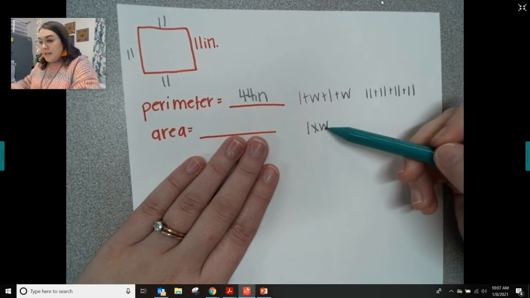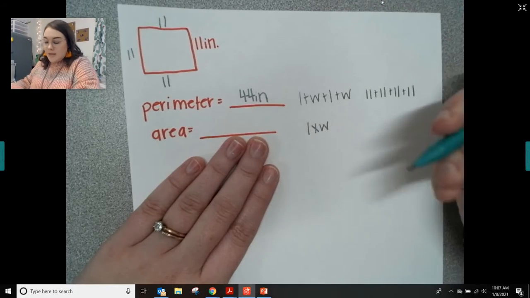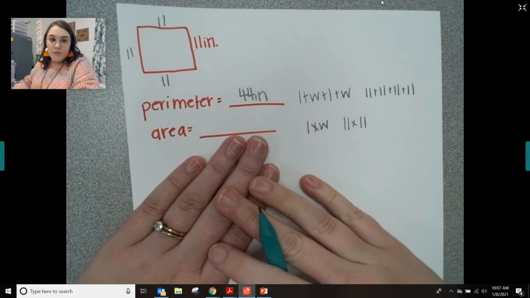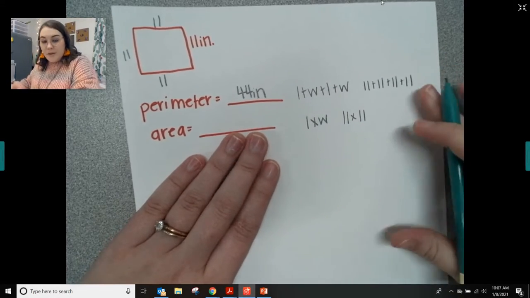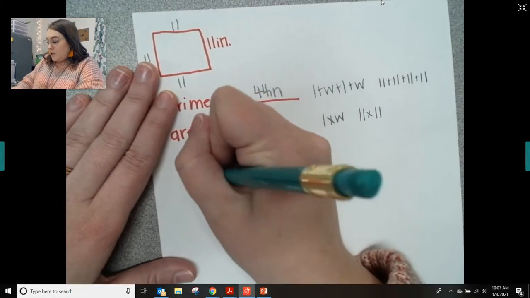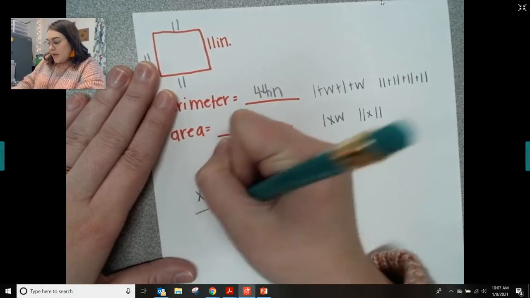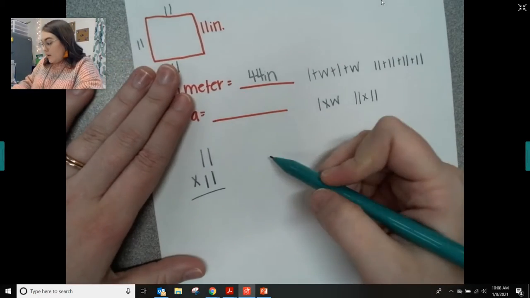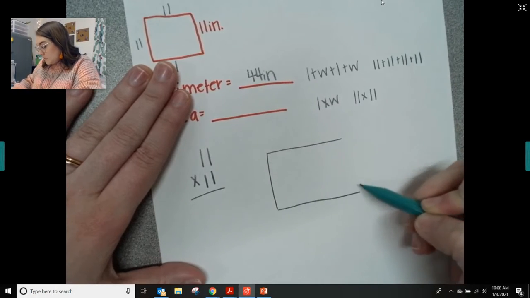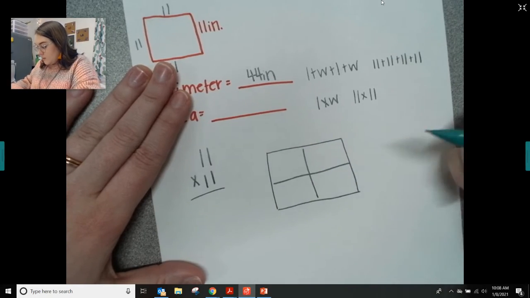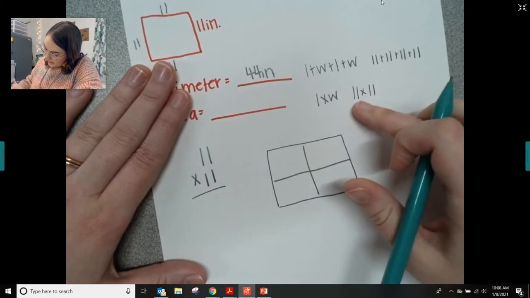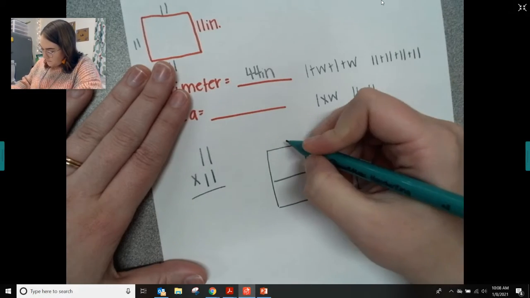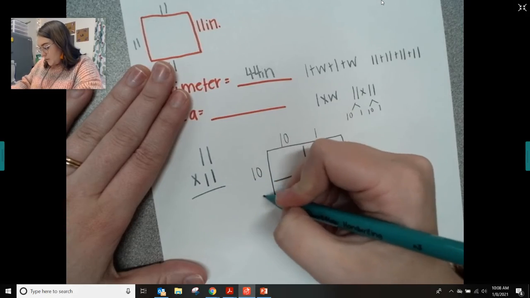Okay, so if I'm doing length times width, I have two sides. They're the same. So I would do 11 times 11. There are two ways you can solve that. You can do the standard method, the standard way that we do it, and that would be 11 times 11. You can do that, or you can do the area model, which looks like this. And remember, we break our numbers up by place value, 10 and 1, 10 and 1. And you can do the area model.